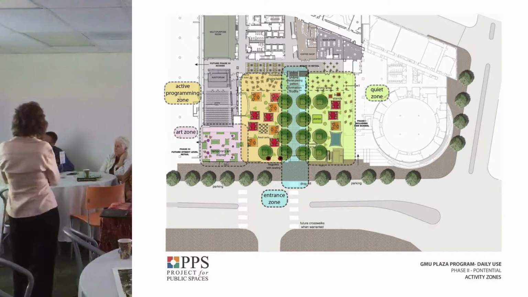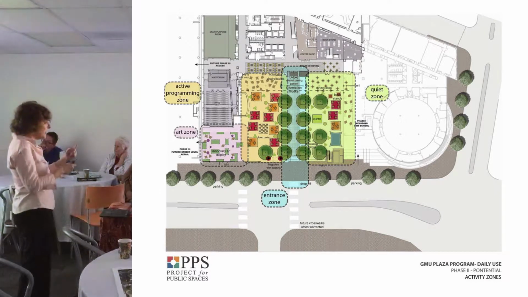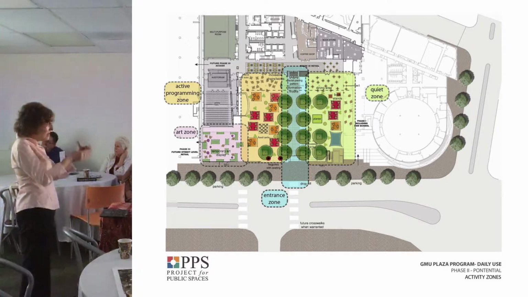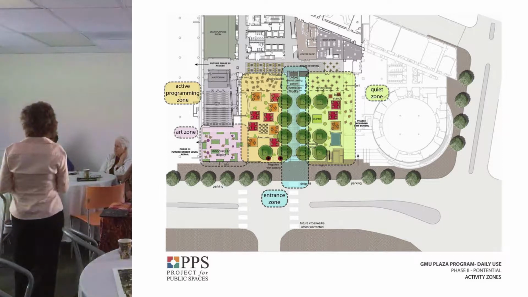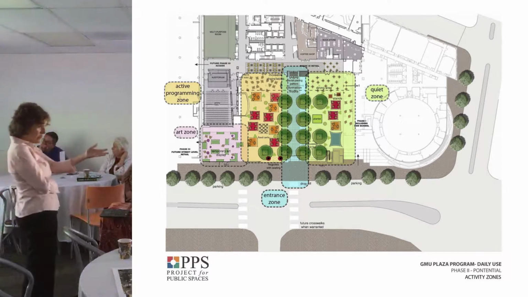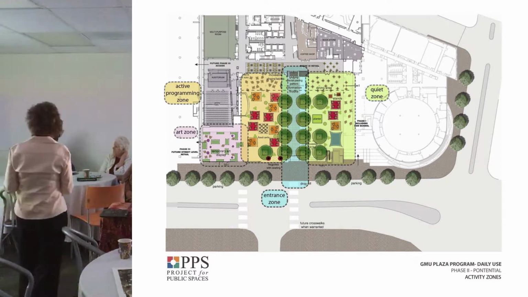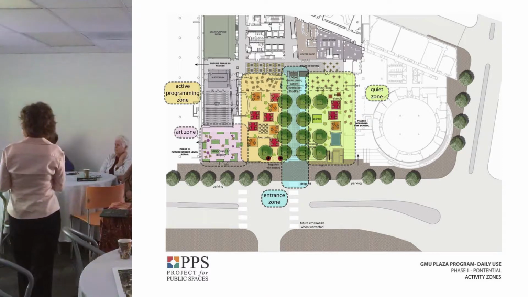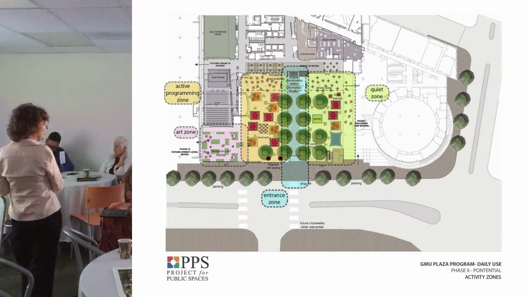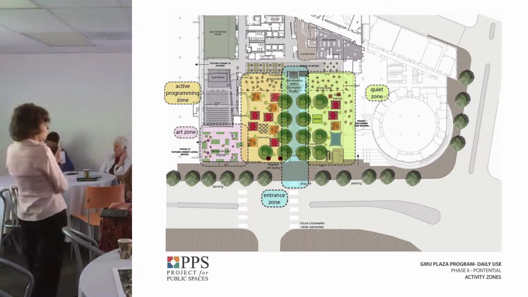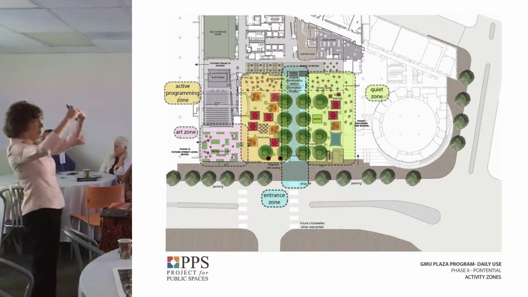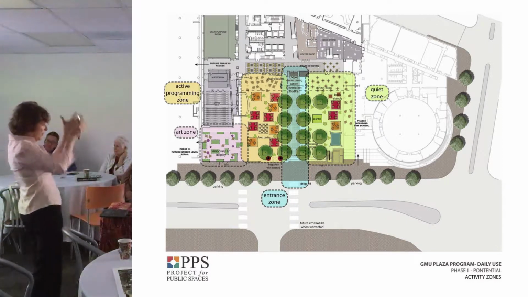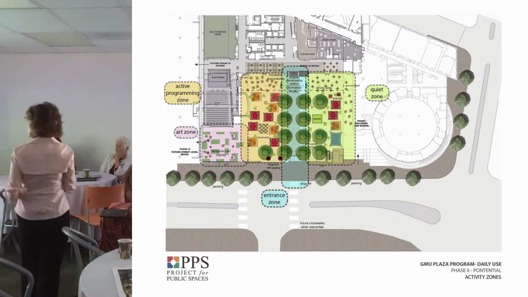So what happens is that the edge uses inform the layout of activities on the space. This was the entrance zone, very easy. You're all going to have entrance zones to think about. Because this was a performing arts space and there was an opportunity for a gallery, this became the art zone. So this is the very big picture of dividing this plaza up into thematic areas.